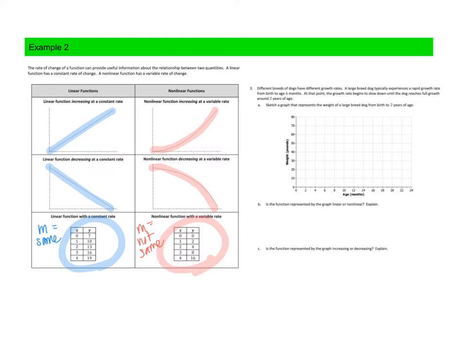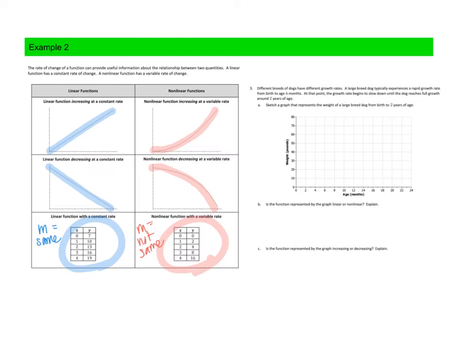It says, different breeds of dogs have different growth rates. A large dog breed typically experiences a rapid growth rate from around birth to 6 months. At that point, the growth rate begins to slow down until the dog reaches full growth around 2 years of age. Sketch a graph that represents the weight of the dog from birth to 2 years of age. So it's not even telling us any amounts. It's just saying sketch a graph to represent this.